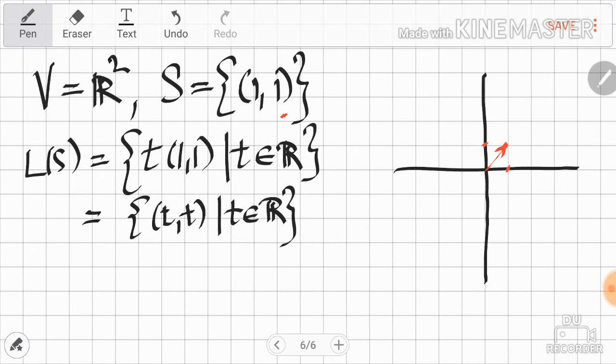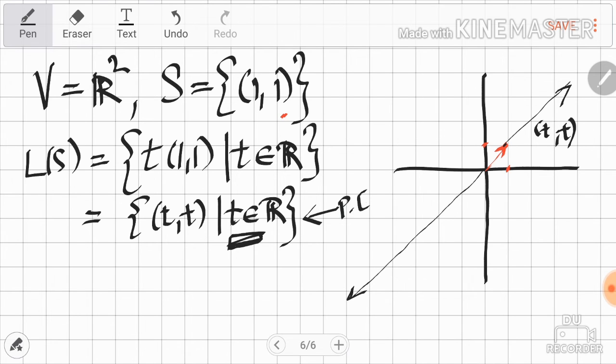But notice that this T comma T, if you keep on varying T as any number from minus infinity to infinity, you will get an entire line of this form. Now this is nothing but the parametric equation of this line. So you're not getting the entire space, but you're getting a line in R2.